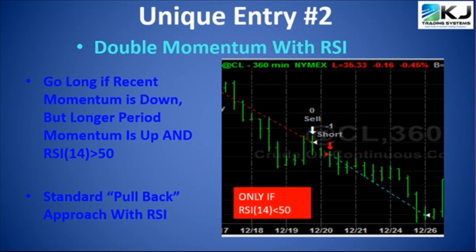Let's take a look at unique entry number 2. Now, unique entry number 2 is a double momentum, but what I added here was a small RSI filter. So for long trades, if the RSI is above 50, that's a filter to go long. And if it's below 50, you go short. But otherwise, it's just a standard double momentum, just like the last one. So it's basically the same strategy, just with a little twist to it.